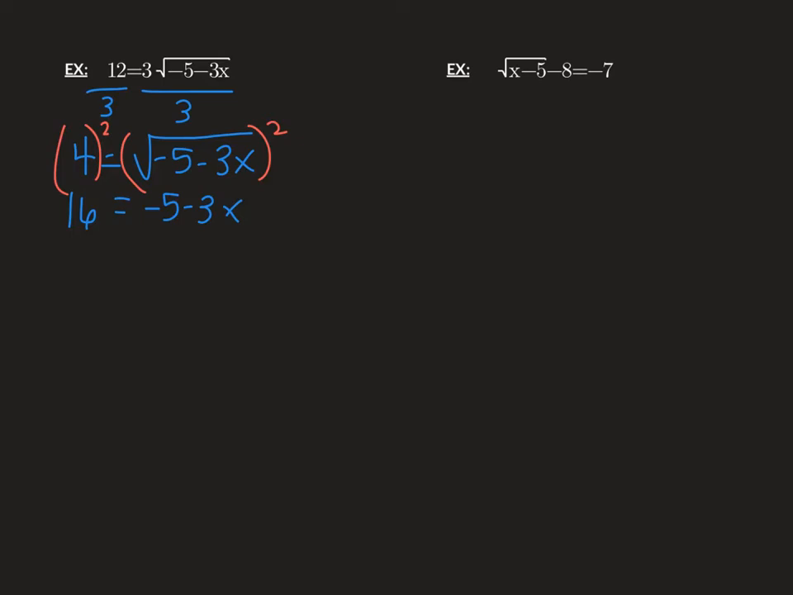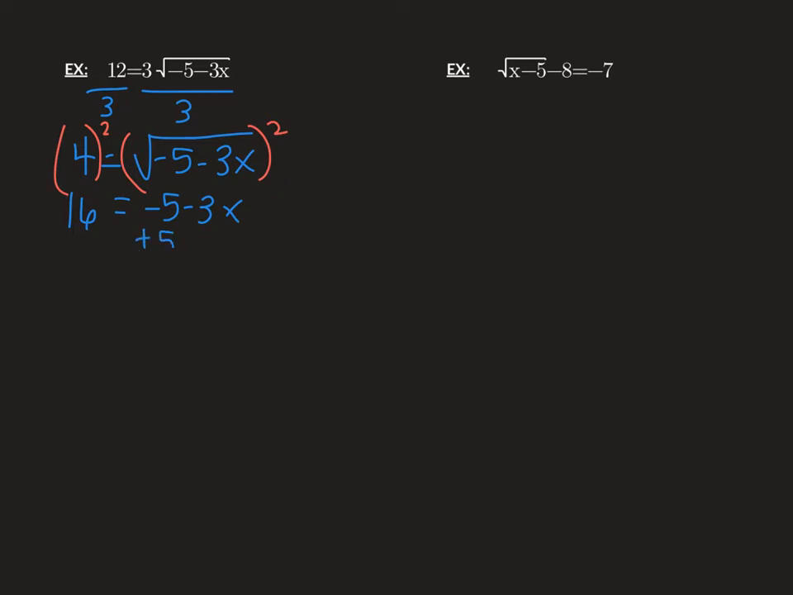What's a little bit weird sometimes is when we square something that's a radical, it really doesn't look that different. Just the radical goes away. So we don't want to forget that this 4 didn't have a radical. So when I square it, it actually is 4 times 4, or 16. Okay, now let's go through and solve.